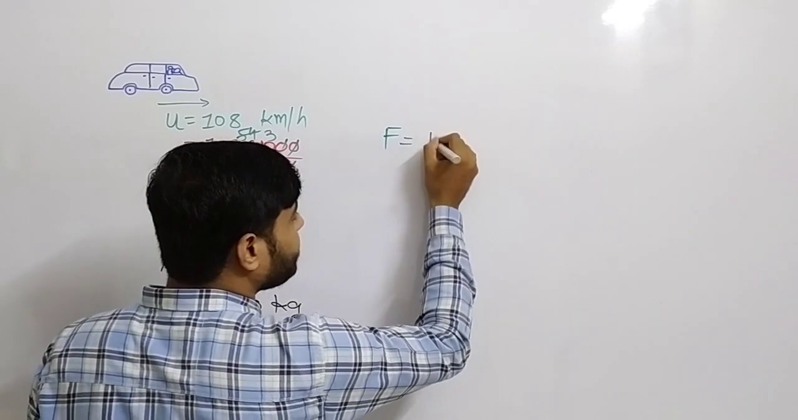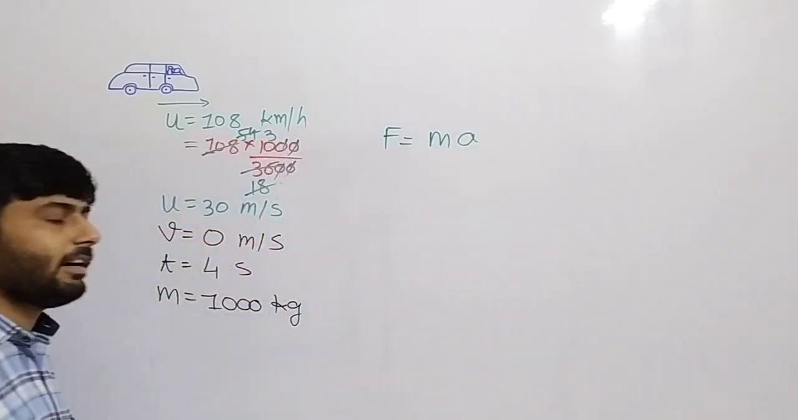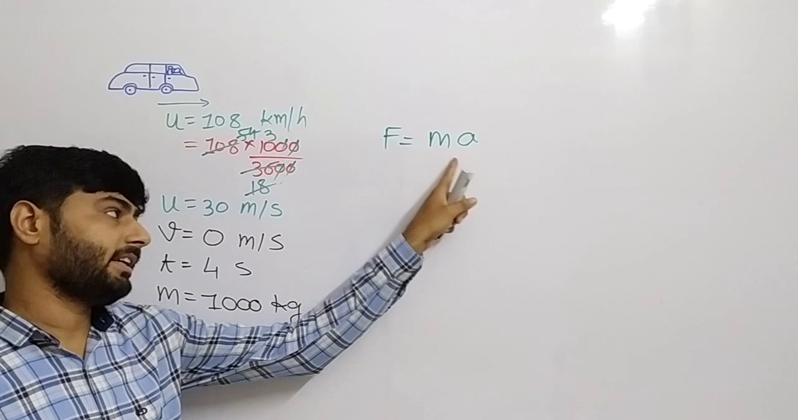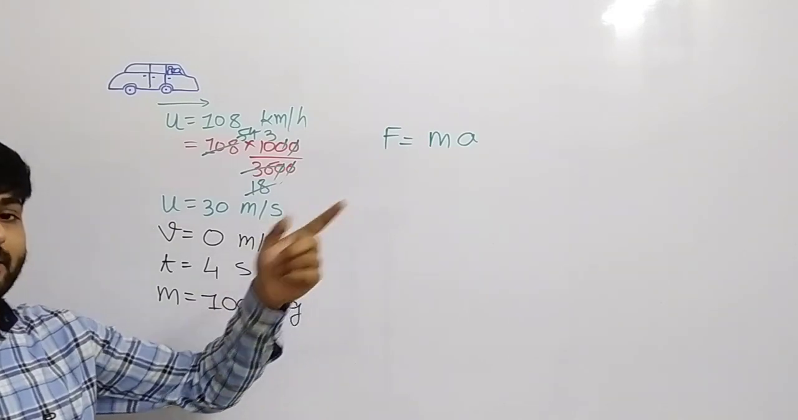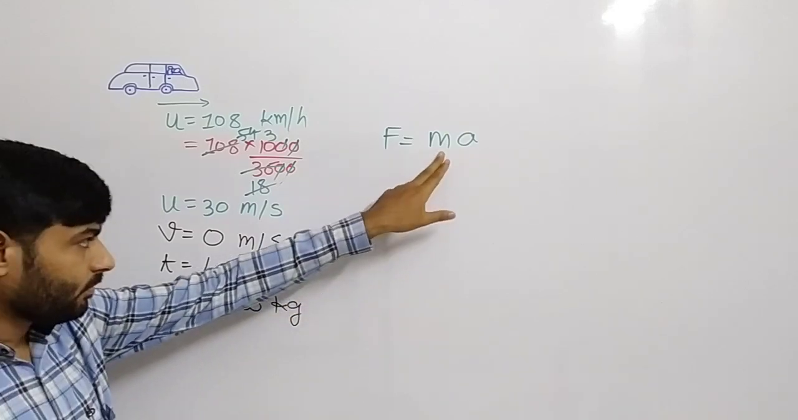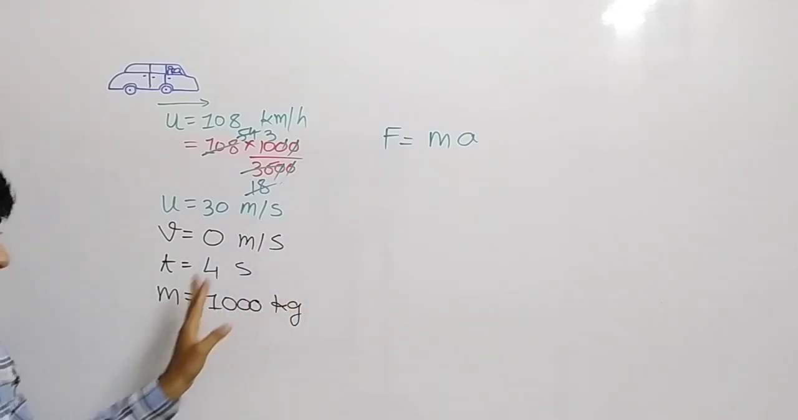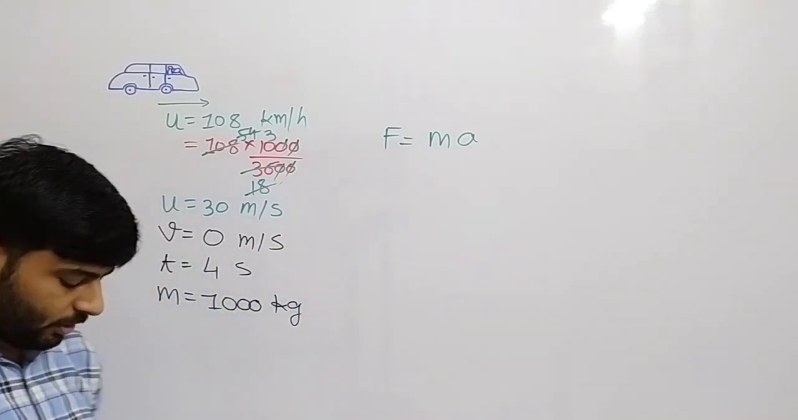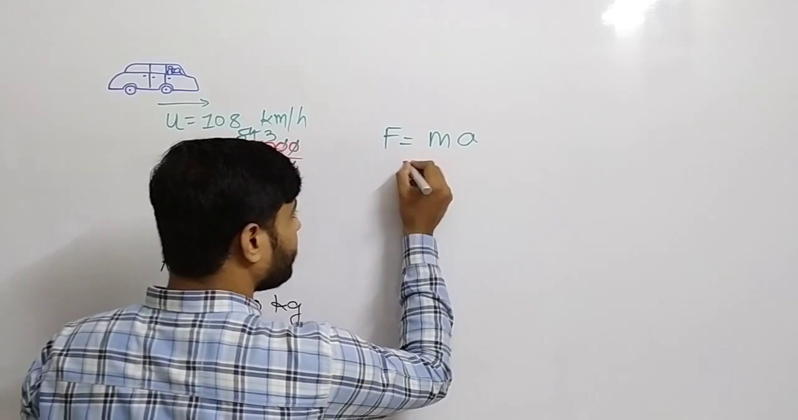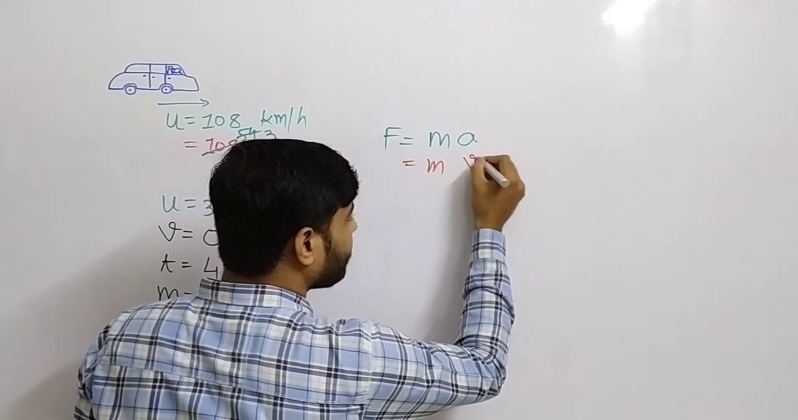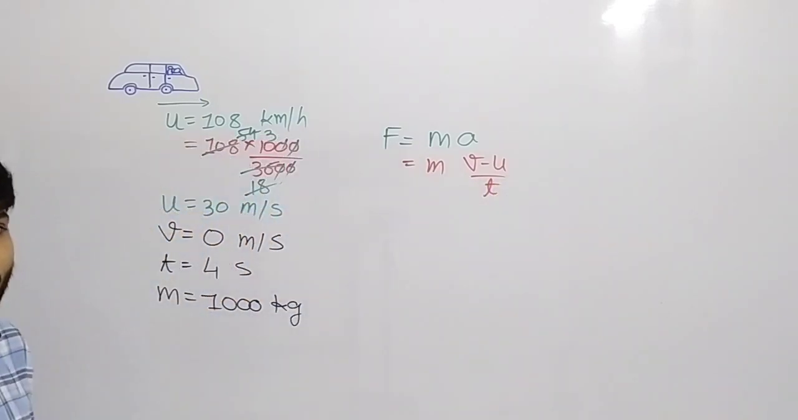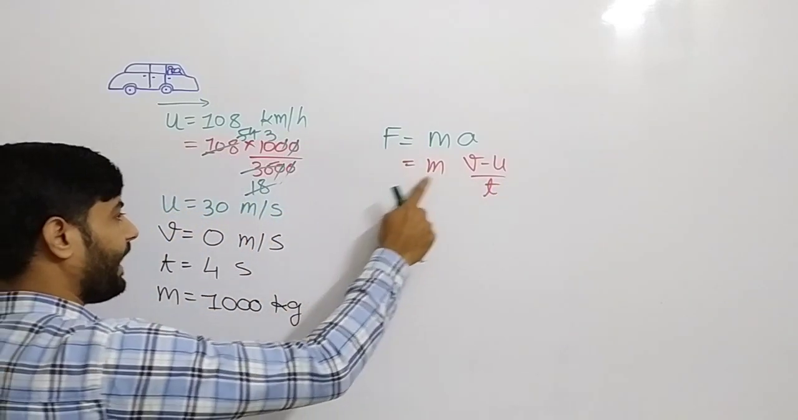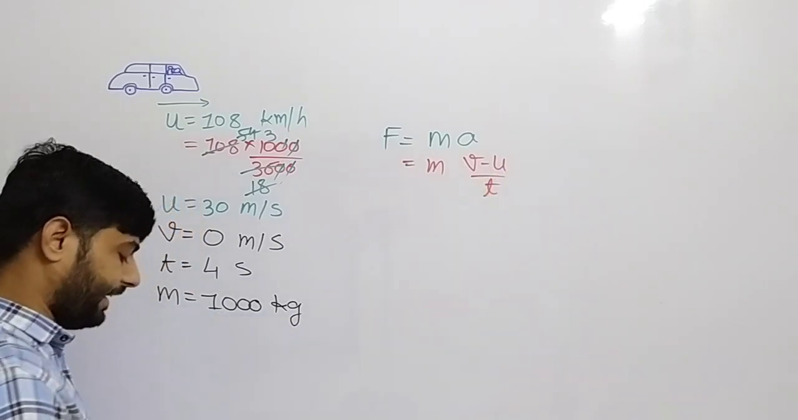So we have to find the force exerted by brakes. We have one formula, that is F is equal to ma. We want to find the force exerted by brake. We have mass but we don't have acceleration. So put the value of a as (v minus u) divided by t. Now we have all values of m, v, u and t.